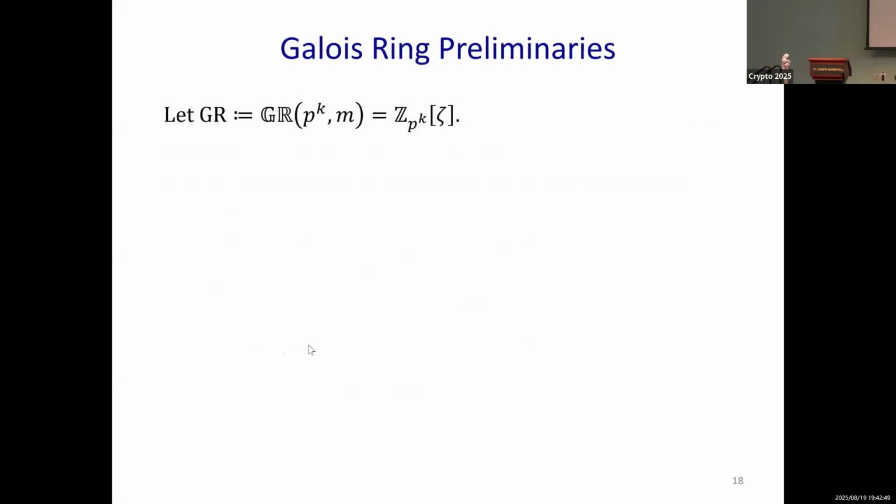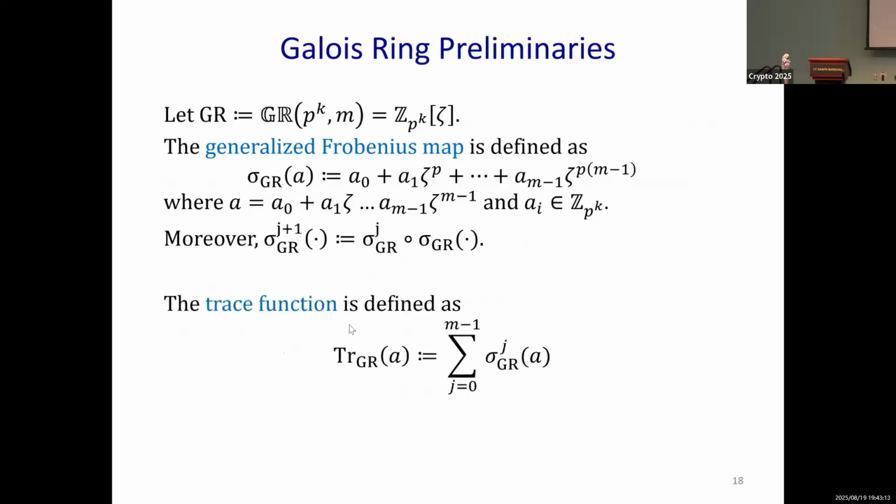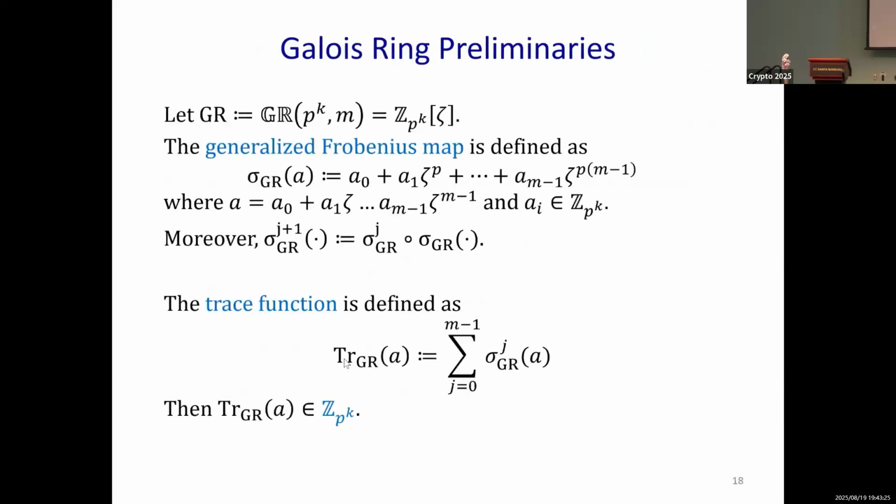Next, we recall the Frobenius map and the trace function definition. The Frobenius map is defined as x to the power p applied to each zeta. You can see this one. It keeps the a_i, and each zeta^i becomes zeta^i to the power p. Then the trace function is defined as the sum of the Frobenius maps. Additionally, the trace function maps a Galois ring element to a Z_{p^k} element.